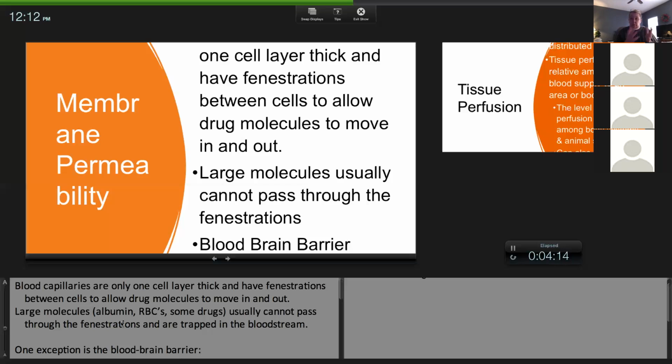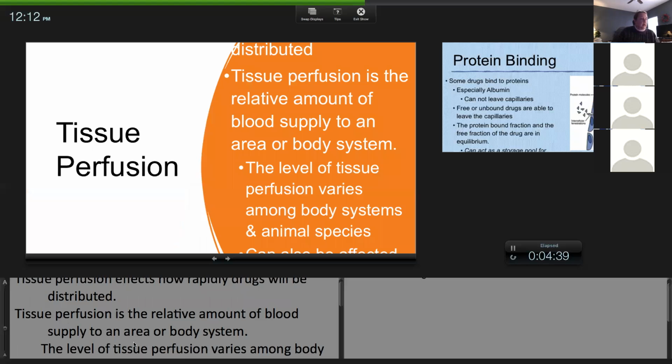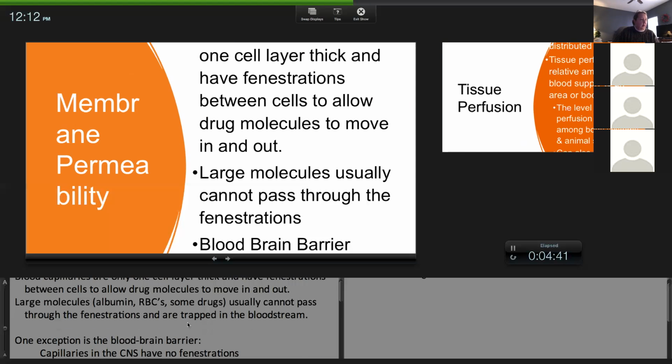Now, the practical application to this is what I've told you guys. When an animal has low protein, low albumin, and they're lacking protein, I need to adjust my dose because in theory, if I give a normal dose, there's not enough protein to bind to. The animal has low protein. So that means there's more free drug. Hence, we could overdose or get excessively deep. You have to take that into account.